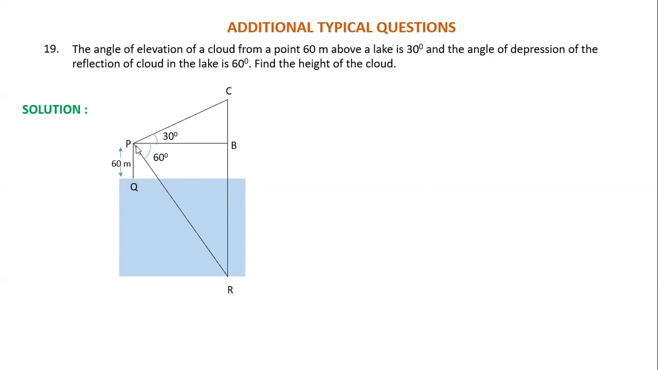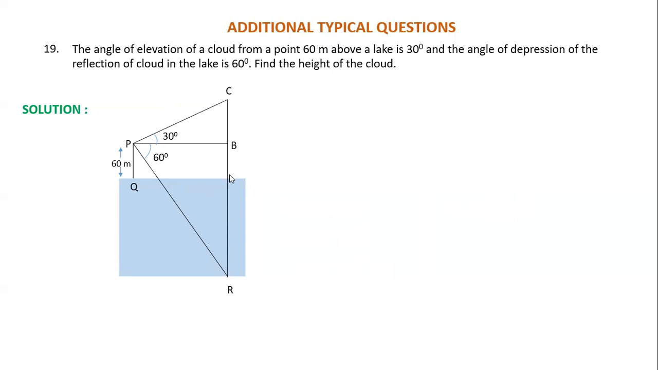This is the point above the lake, 60 meters above the lake. From here he looks at the cloud along the line of sight and measures the angle as 30 degrees. When he looks down, he sees the reflection of this cloud, coming from the bottom of the lake, and he measures that angle as 60 degrees, to find the height of the cloud.